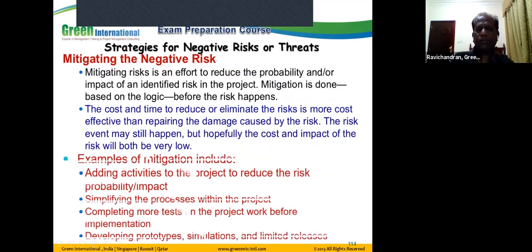Mitigating the risk. What do we mean by mitigating the risk? Mitigation of the risk is an effort to reduce the probability or impact of an identified risk. Generally, mitigation is done based on the project logic before the risk happens. Before the risk happens.